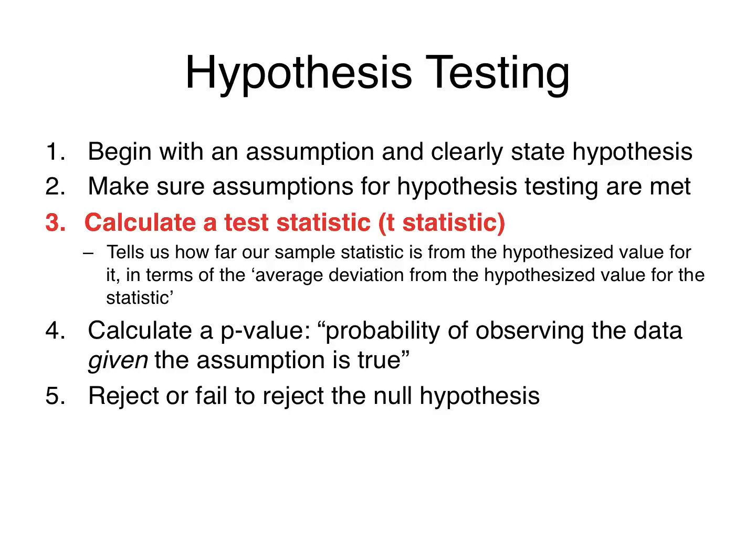Using the same example as before, our sample statistic is the mean blood pressure among a sample of coffee drinkers. Since we start by assuming that the null hypothesis is true, our hypothesized value for the mean blood pressure for the sample of coffee drinkers is equal to the mean blood pressure of the general population. So in this case, a test statistic would tell us how far our sample mean blood pressure is from the population mean blood pressure in terms of the average deviation from the population mean blood pressure.